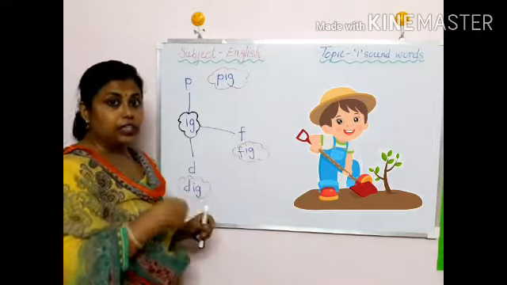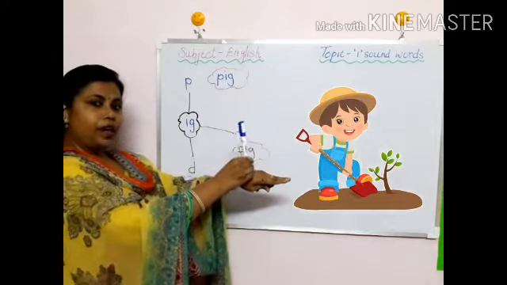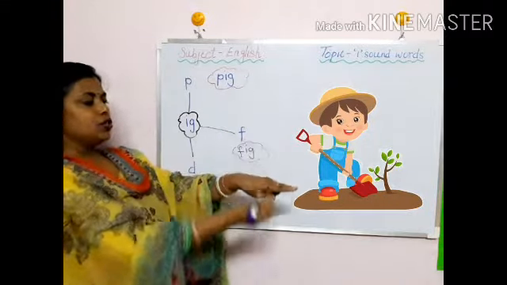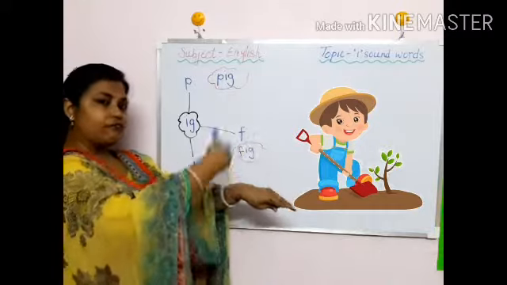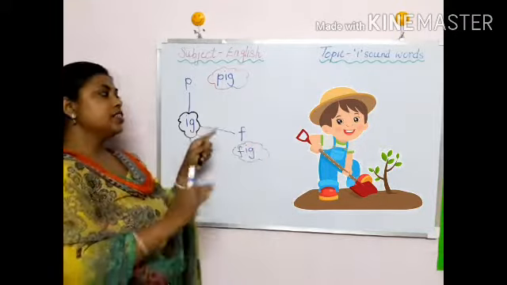Gaddha khodna. Gaddha. Hai na? When you want to, see, this is a plant. You want to plant it. You will put it like this? No. It will fall down. You have to dig. Then you will put it and then cover. That is dig.